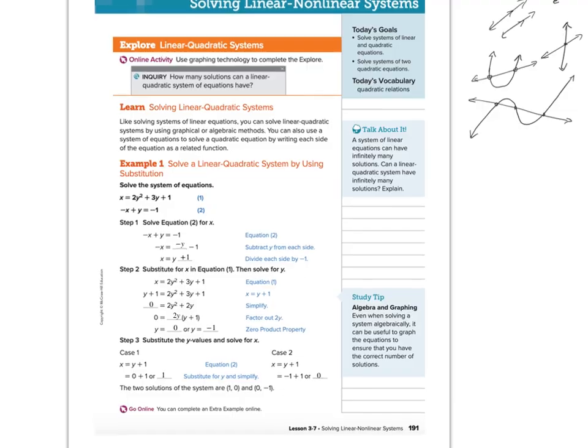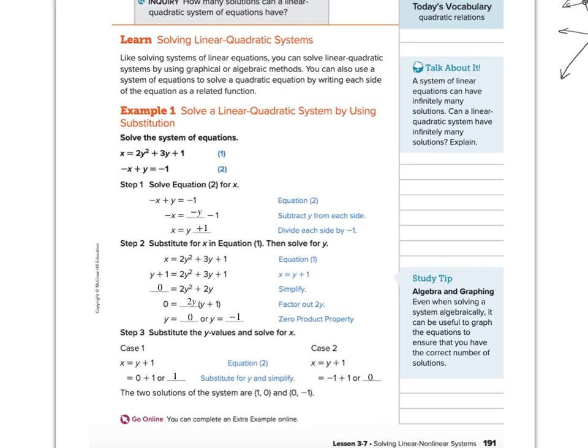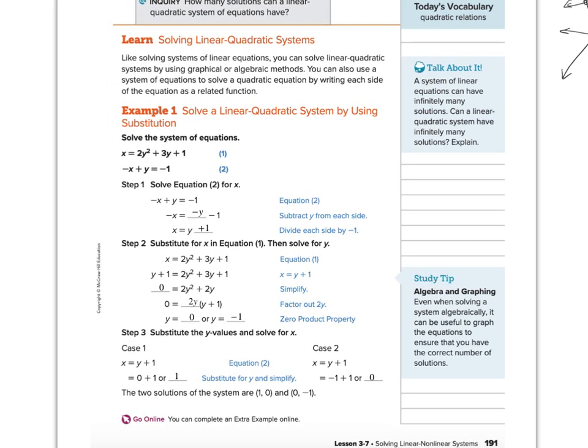So looking here, solving a linear and quadratic system using substitution. In order to do that, we have two variables, your x and your y, and part of substitution is eliminating one of those variables so we have just a series of y or x variables, because you can't solve for two different variables at a time.